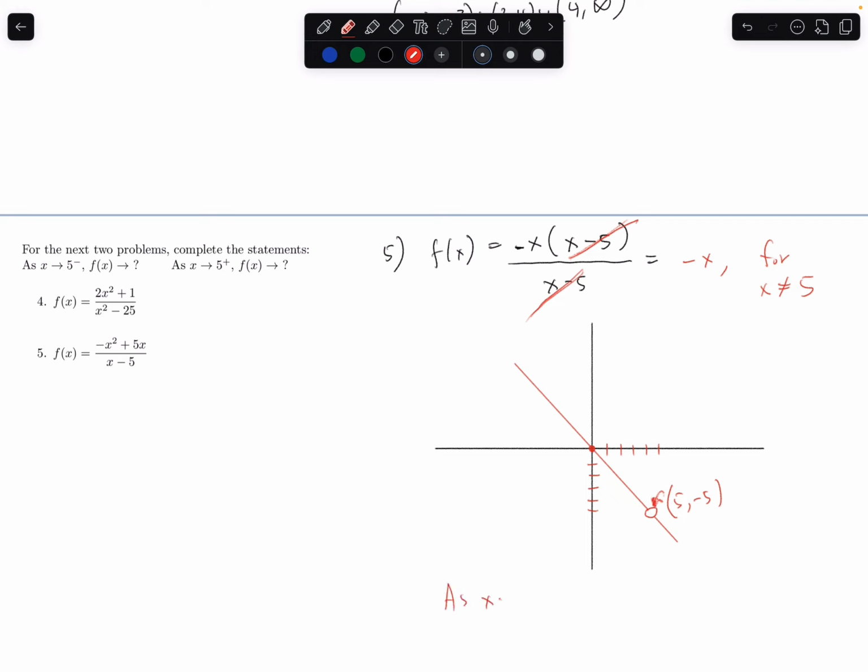As x approaches 5 from the left, what is f of x getting closer to? It's getting closer to negative 5. What about as you approach it from the right? Well, it's actually the same thing, because you're just approaching that hole. As you approach 5 from the right, f of x is also approaching negative 5. So that's it. Okay, guys, done with this first video.